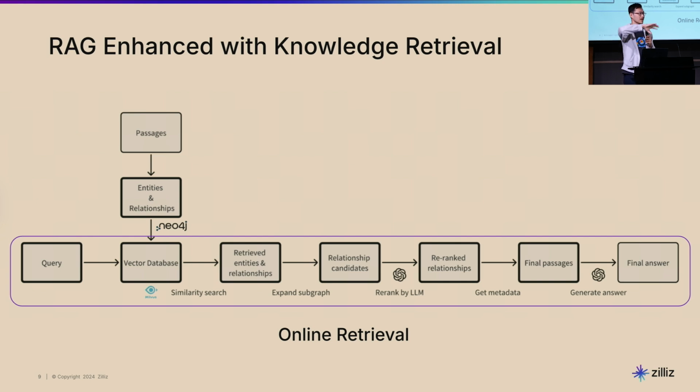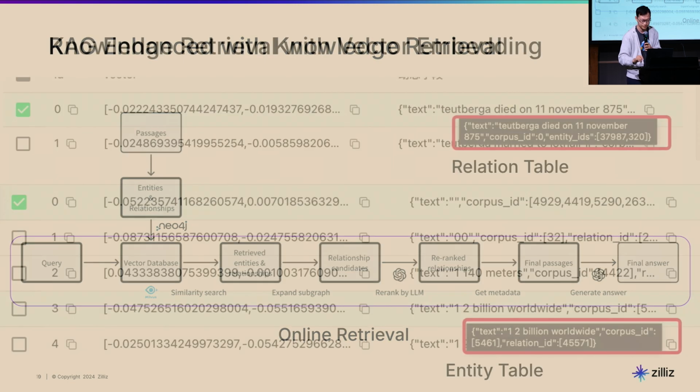Because by expanding into a subgraph, you may encounter things that are totally unrelated to your query, even though the origin entity was related to your query. With these re-ranked relationships, we get the metadata, which are the passages where those entities and relations were extracted. This will be the final data used for large language model generation. You can put them into your prompt and maybe use DSPy to optimize that prompt.